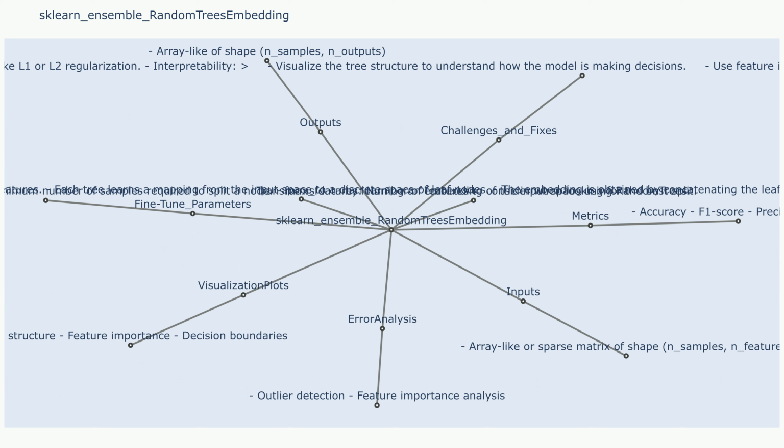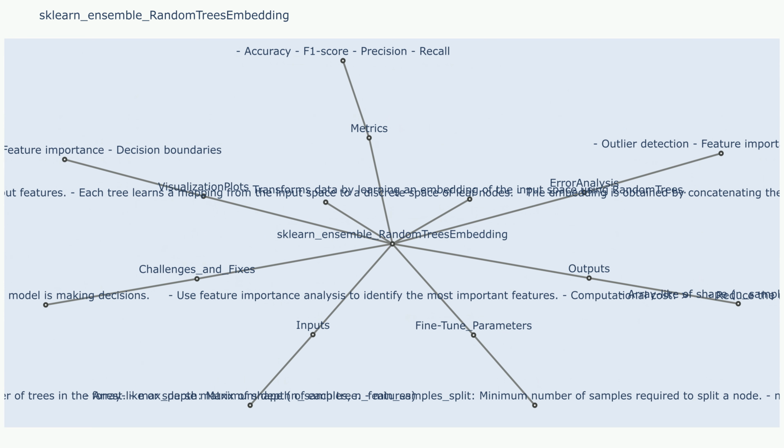Steps. Step 1: The random trees embedding algorithm first constructs an ensemble of decision trees. Each tree is trained on a random subset of the features and samples. Step 2: For each data point in the input data, the algorithm determines the leaf node that it falls into for each tree in the ensemble.